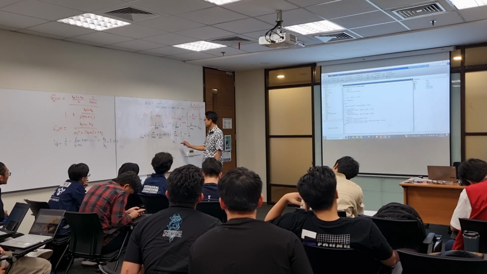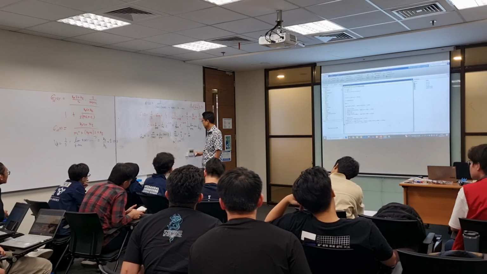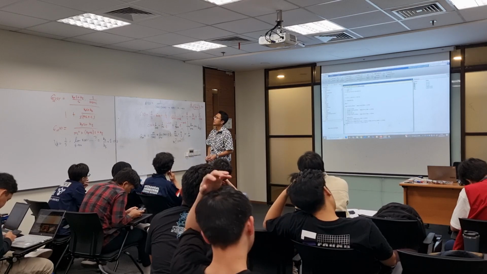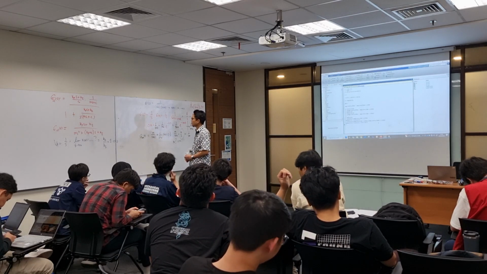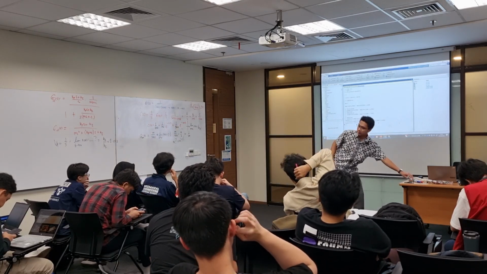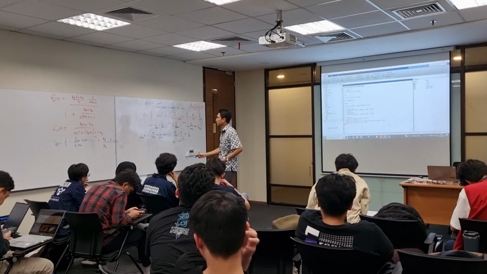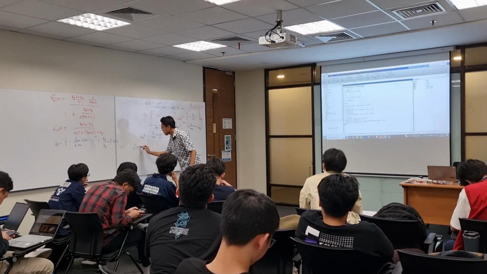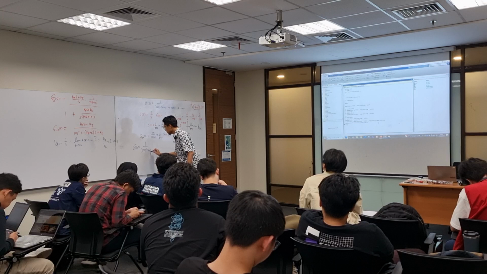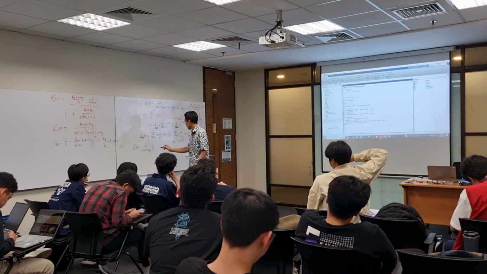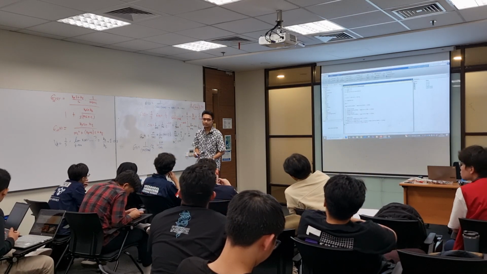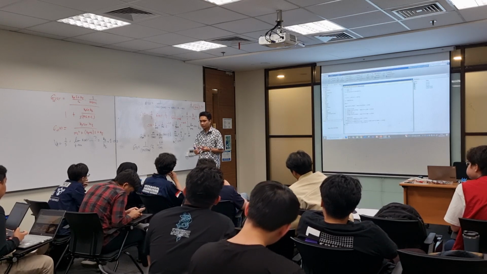What's M? 0.01. Yeah, so M should be 0.01. So that means this model here... wait, let me put another color. So that means this system can be approximated by 0.01 over s plus 2. Okay, you get the idea?